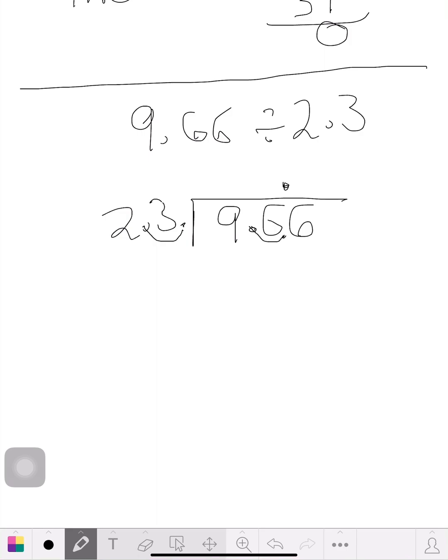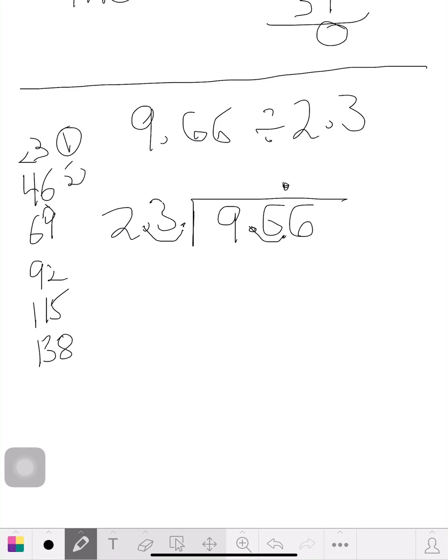Okay, so now let's do the 23s. 23, 46. 46 and 23 is 69. Add 23 to that. Let's see, we got 92. Add 23 to that. We got 115. And 23 to that, 138. That's probably good enough. So we get down 1, 2, 3, 4, 5, and 6.